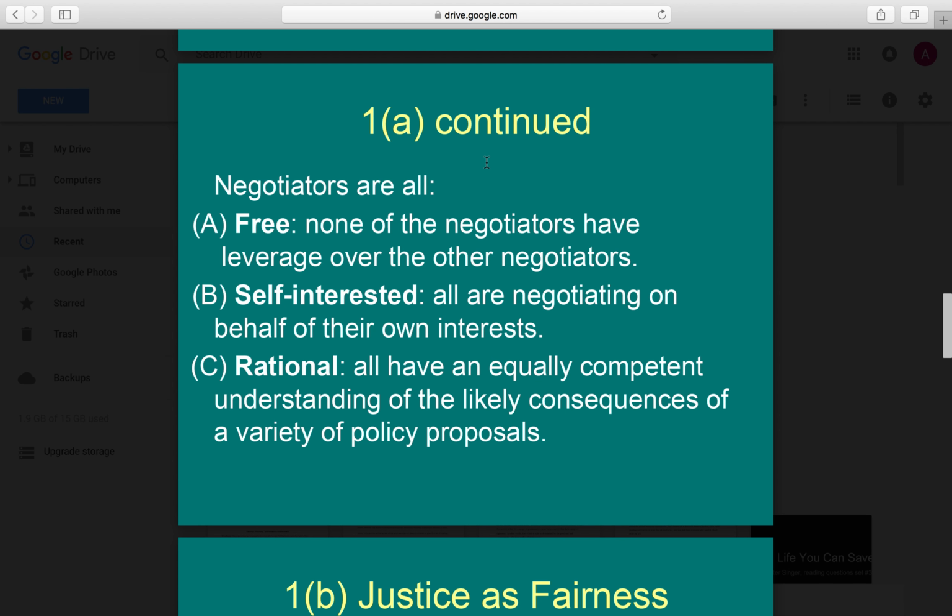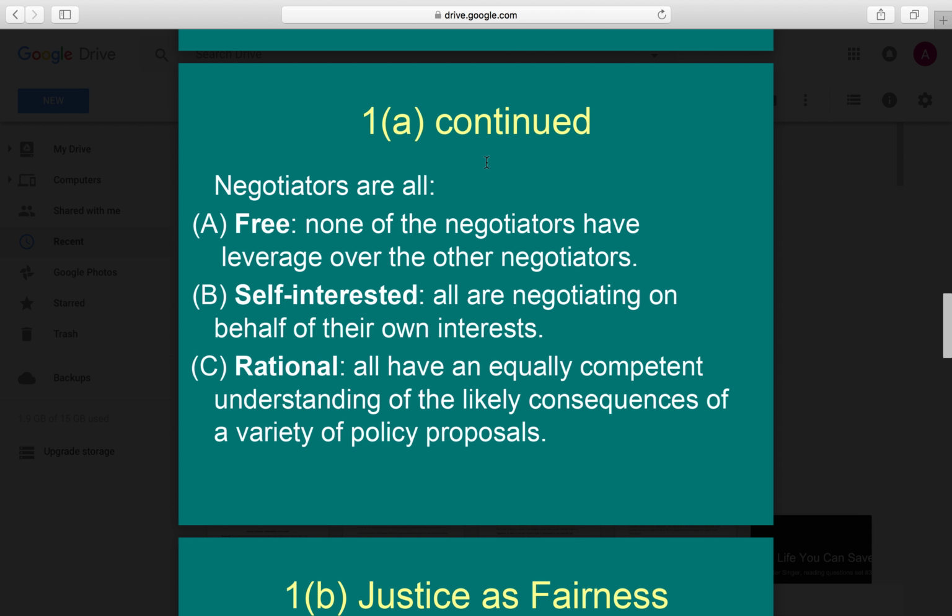First of all, the persons participating in the negotiation have to be free. This means none of the negotiators have any kind of leverage or control over any of the other negotiators. The negotiators also need to be rational. Rationality is a rather vague term, hence we must define it whenever we use it for that occasion of use. The negotiators in the original position are rational in the sense that they all have an equally competent understanding of the likely consequences of a variety of policy proposals. Nobody in the group is smarter in this sense than any other member.